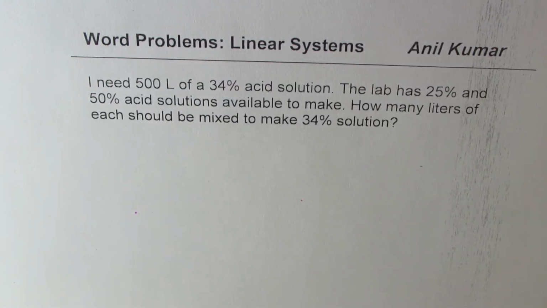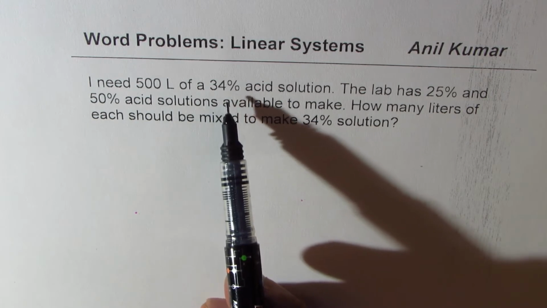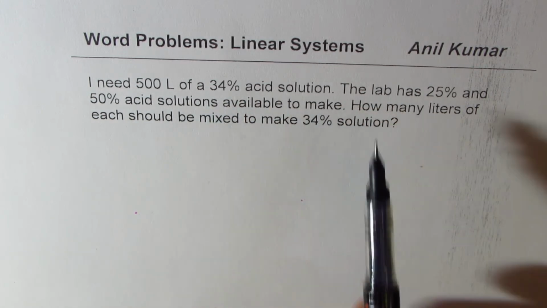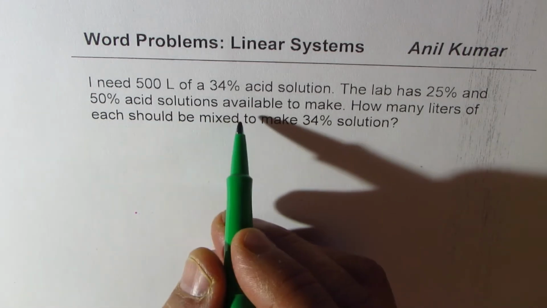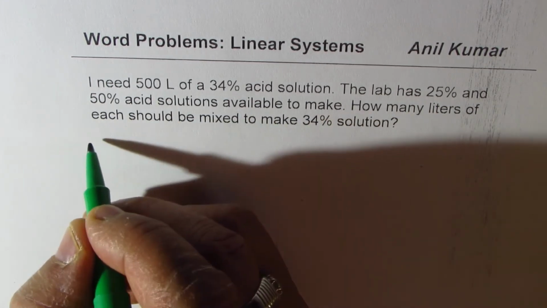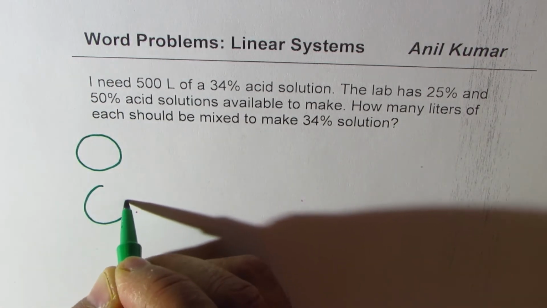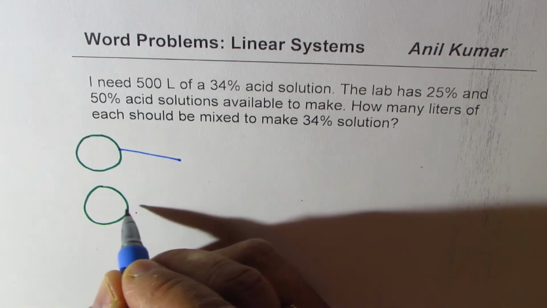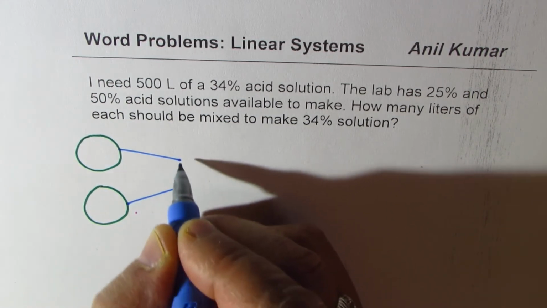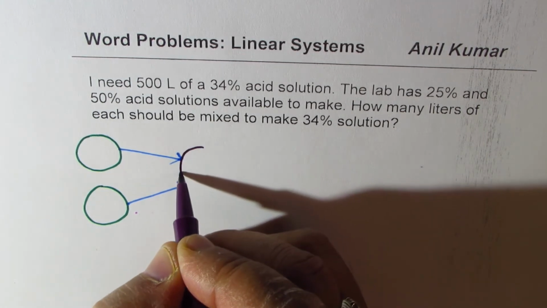Now here is a mixture problem, very important. I need 500 liters of a 34% acid solution. A lab has 25% and 50% acid solutions available to make. So basically, we are mixing two things. So I prefer to make this diagram in a way where I could illustrate what is being done, right? So these two things are being mixed together to get what I need.